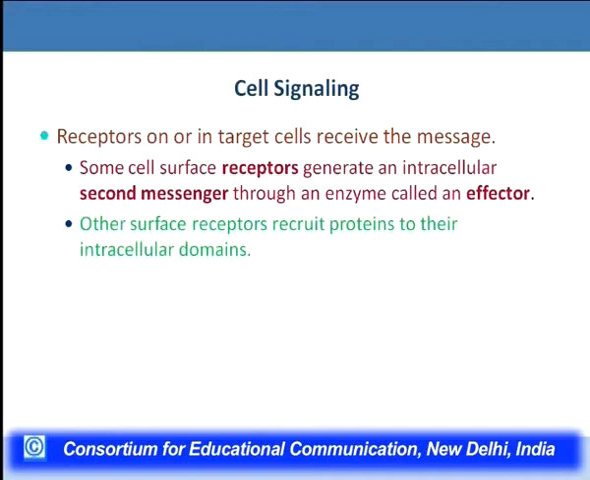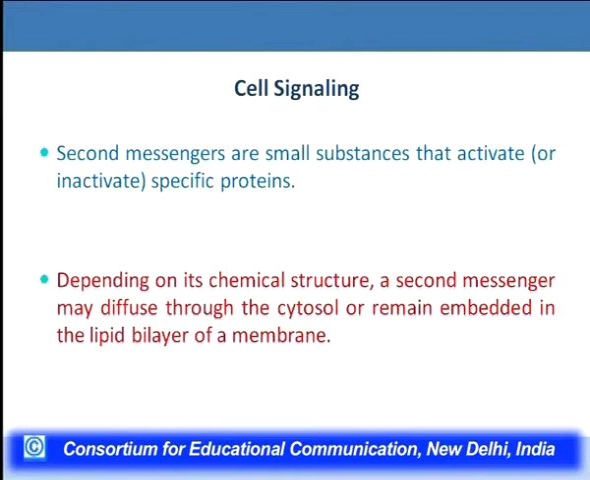After the ligand or the messenger binds to the receptor, it initiates a series of reactions, but first of all it leads to a change in the initial molecule which is termed as effector molecule, and this effector will then lead to a series of changes in the following molecule. Now these molecules which are produced as a result of binding of ligand to the receptor and activity of the effector, these are termed as second messengers, and these second messengers might remain attached to the membrane or they might diffuse into the cytosol.